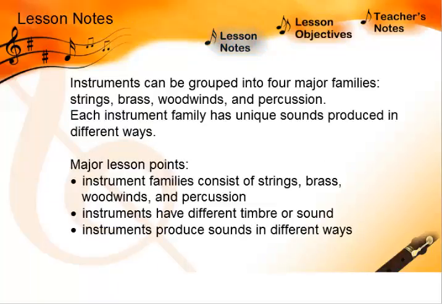Instruments can be grouped into 4 major families: the strings, brass, woodwinds, and percussion. Each instrument family has unique sounds produced in different ways. Instruments have different timbre or sound. Let's move on to the next part of this lesson.